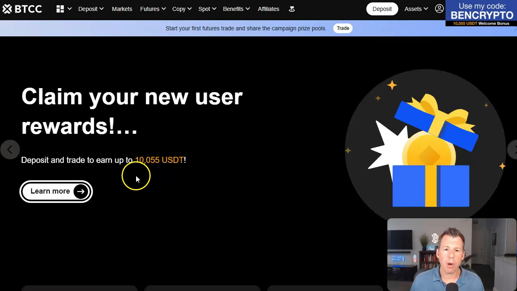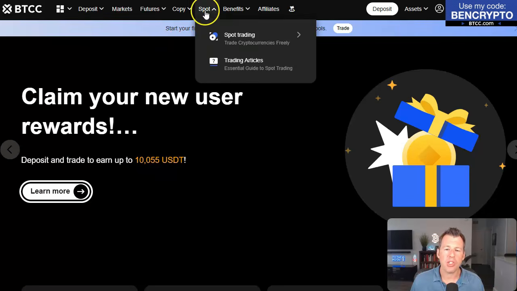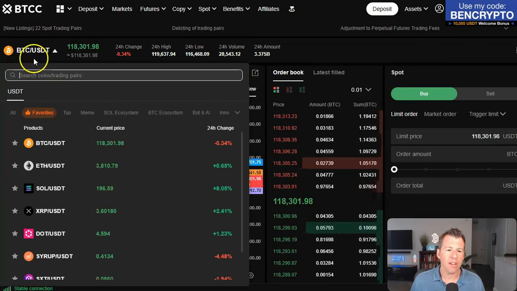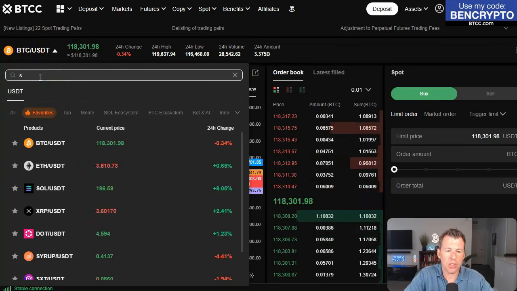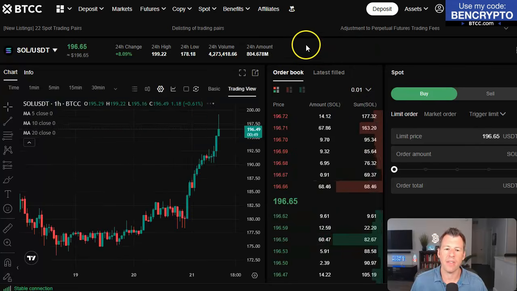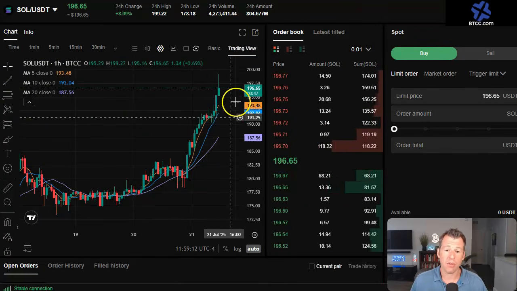Now let's move on to spot market trading. So let's go up top center, spots, and then spot trading. Click on that. To the left here, this is the coin that you want to buy or sell. So if I want to buy Solana with the SOL/USDT pair, I'm going to click on that. Here's the current price chart. Sol's popping, by the way.